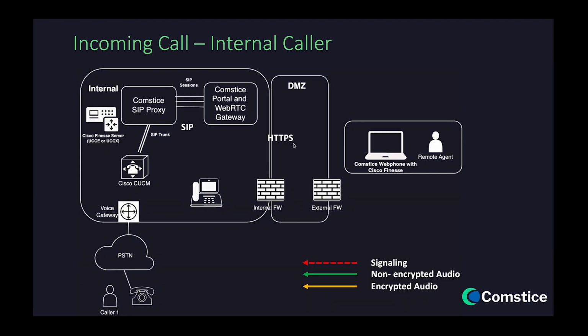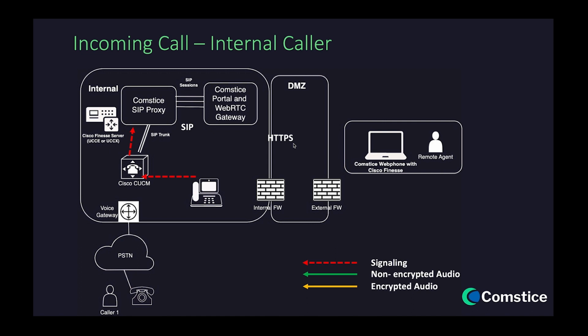When there is an incoming call, let's assume that there's an internal caller making a call, either calling the agent's Finesse extension directly or calling the call center pilot number. Once the decision is made and an agent is selected, the call manager will try to reach out to the external SIP extension of the web phone agent.